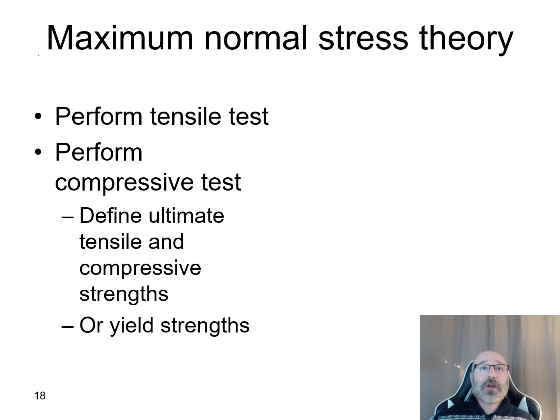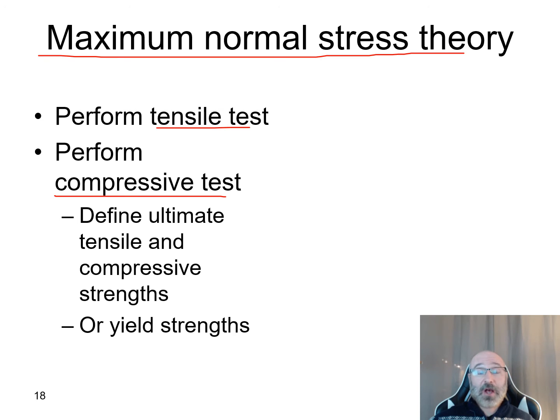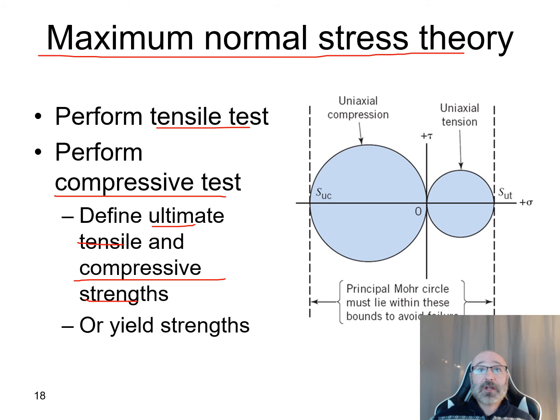So now let's take a look at our maximum normal stress theory. Here we're going to perform two different tests: a tensile test and a compression test as well. For each of these, we're going to define an ultimate tensile and an ultimate compressive strength, and we're going to represent that graphically. Here is our uniaxial compression and our uniaxial tension test. Here is our S sub UC, our ultimate compressive strength, and S sub UT, our ultimate tensile strength. This is our sigma axis, and there's our tau axis, for normal stress down here and our shear stress up there.